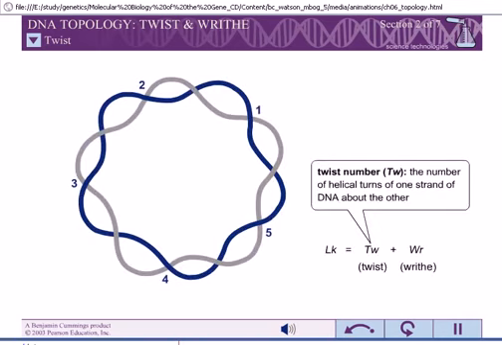Twist is simply the number of helical turns of one strand about the other. In other words, the twist number is equal to the number of times one strand crosses in front of the other strand. If cccDNA is lying flat in a plane, the linking number is equal to the twisting number.